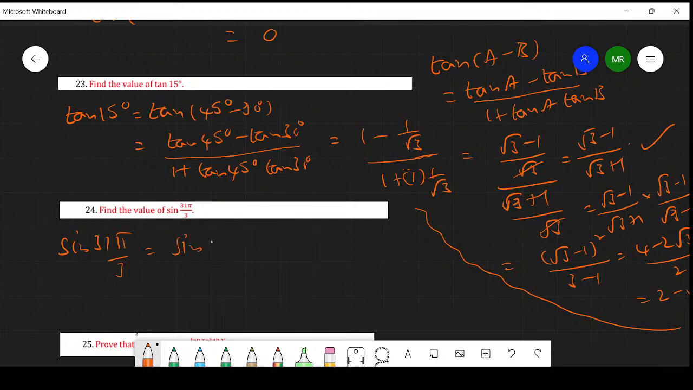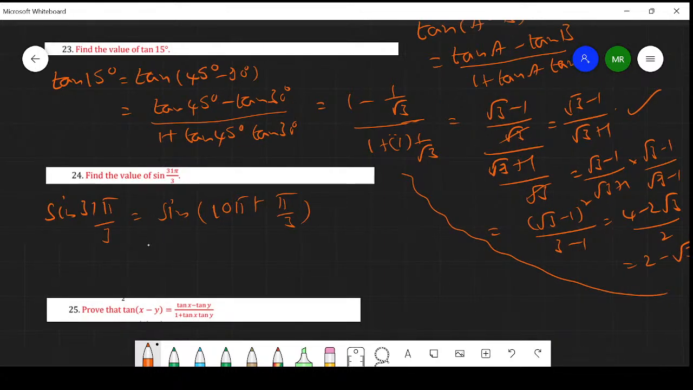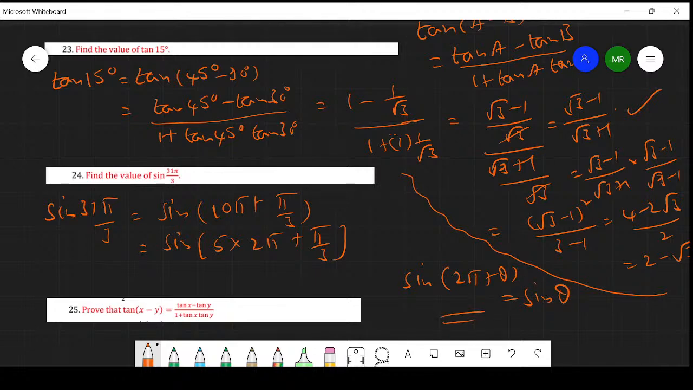Sine of 31 pi by 3 means I can write 10 pi plus pi by 3, correct? Write 10 pi in mixed fraction, 10 pi plus pi by 3. 10 pi means how many rotations will be there, you can check that. I can write this as sine of 5 into 2 pi plus pi by 3. That means 5 rotations, after that it enters pi by 3. That means 2 pi plus theta will be in the first quadrant. We know sine of 2 pi plus theta will be sine theta only. Remember this. Sine of 2 pi plus theta is sine theta.